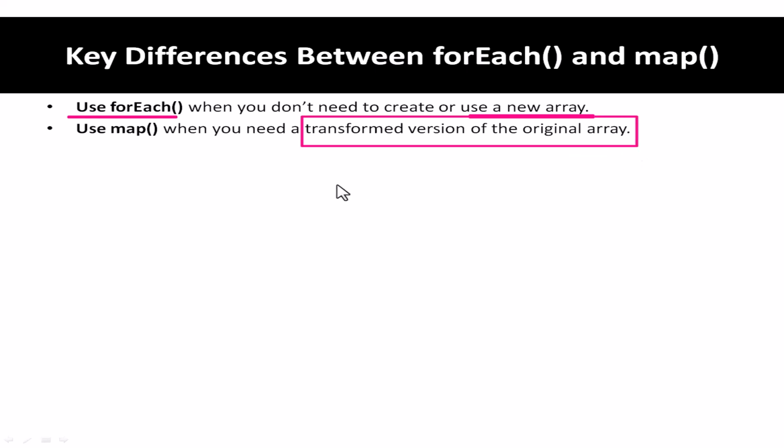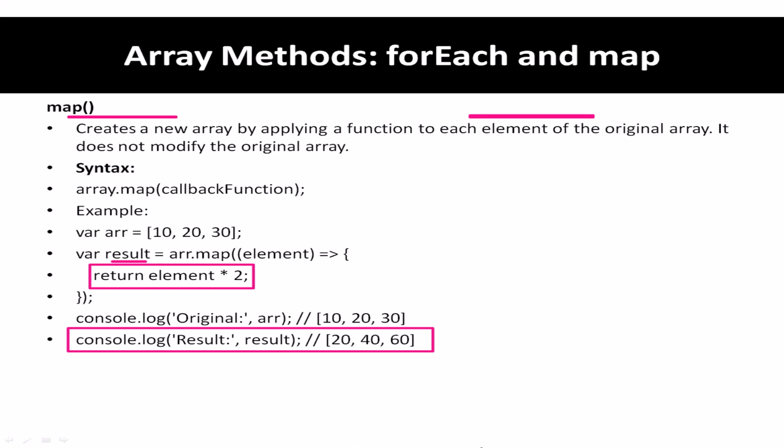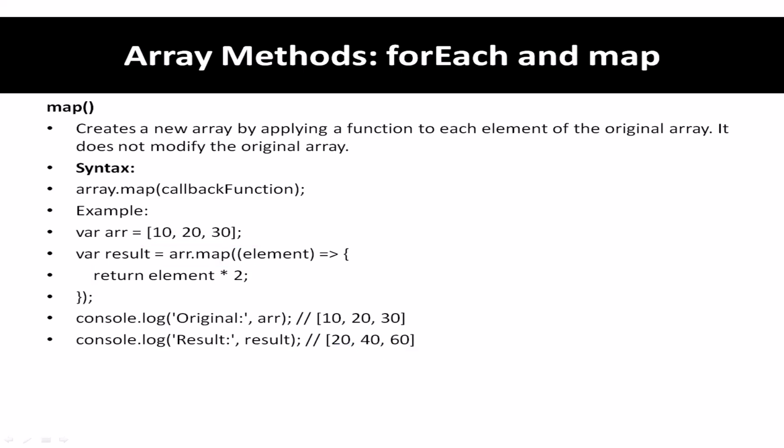If you look at the previous program, what we have done is multiplied the original version of the array. Inside the function we multiplied the value by 2. The original array is 10, 20, 30, but we have multiplied each and every element inside the array by 2, so 20, 40 and 60. At that time we use map.